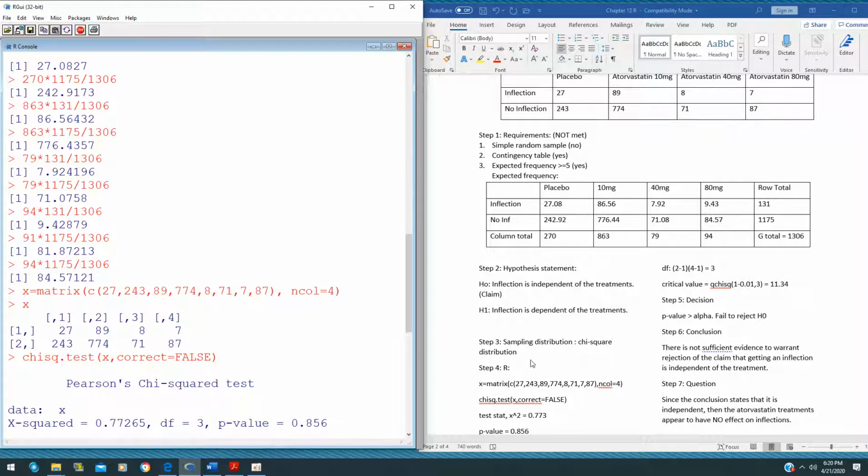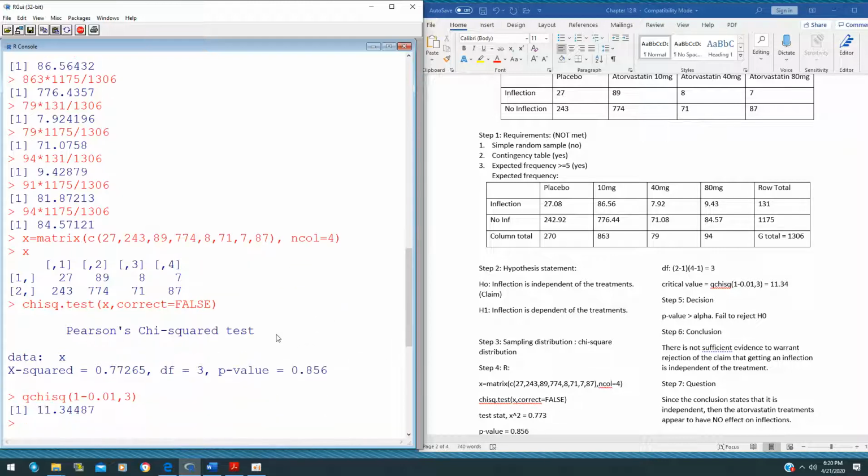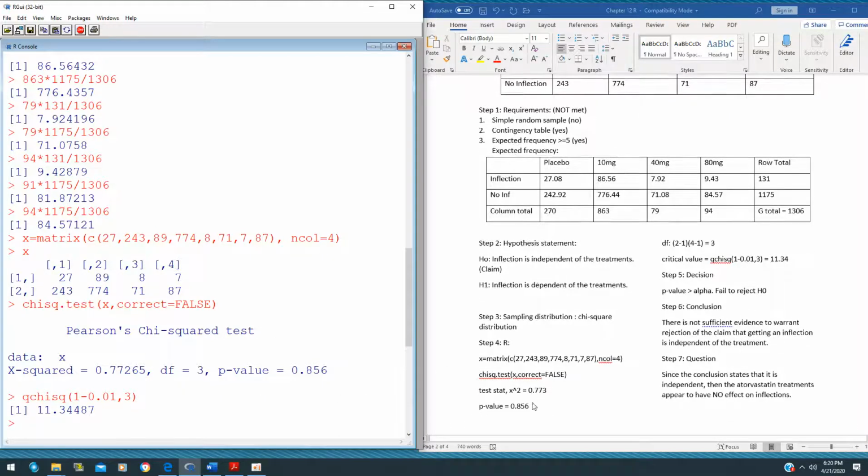Okay, and then you do the chi-square test with correct equals false. You will get your chi-square, which is 0.773. Degrees of freedom is 3, and the p-value is 0.856. This is all in here. And now we need to find a critical value, which is qchisq of 1 minus alpha, where alpha is 0.01, with 3 degrees of freedom, and using R it is 11.34.